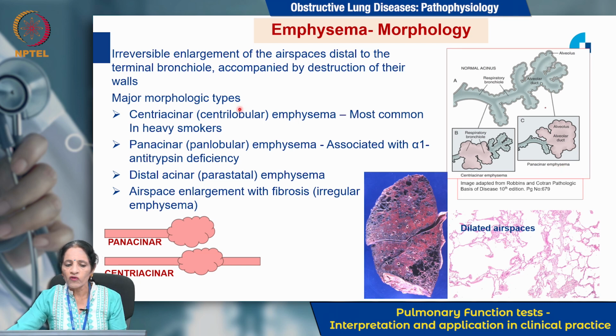So, the major morphological types are the centriacinar or centrilobular, which we saw here and which is commonly seen in smokers, whereas the second major type is the pan-acinar or panlobular emphysema, which is associated with alpha-1 antitrypsin deficiency. We also have the distal acinar type, called paraseptal emphysema, and airspace enlargement with fibrosis, which leads to irregular emphysema.